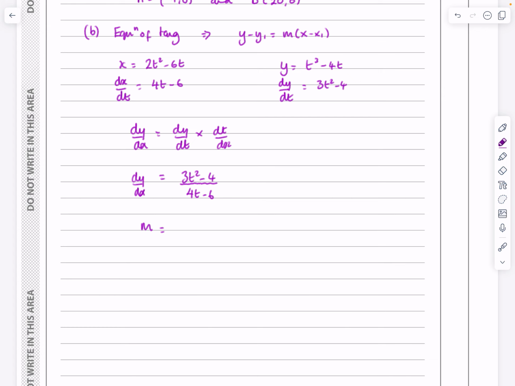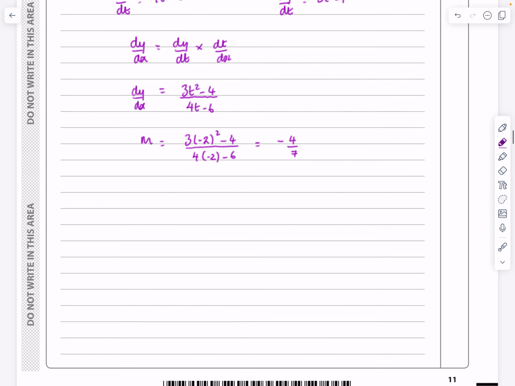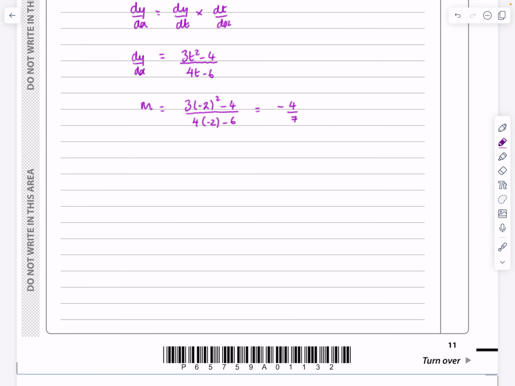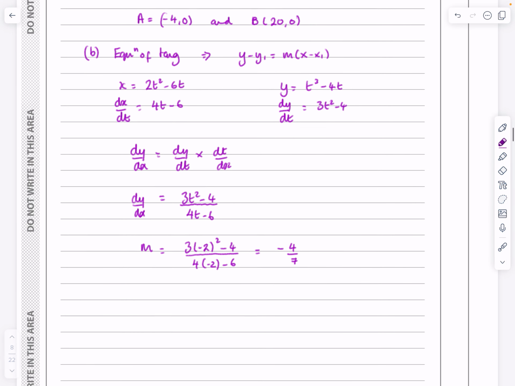So m is going to be 3 lots of minus 2 squared minus 4, and then 4 lots of minus 2 minus 6. That all tidies up to minus 4 over 7 if you do it. I'm not going to do the working out for you for that. That's our m. So going back to the equation of a tangent that we had up the top there.